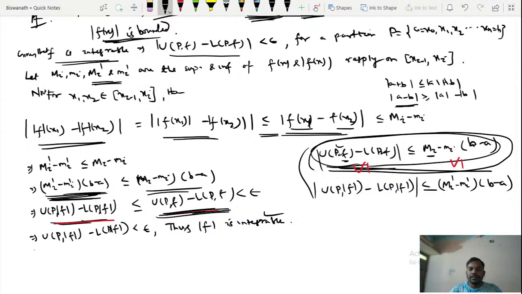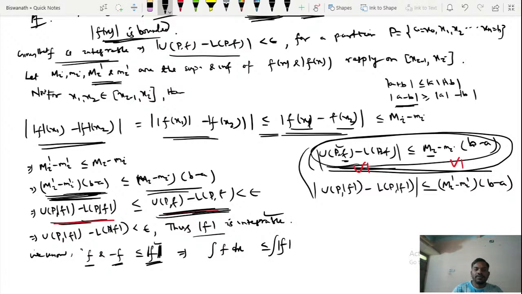Now what is the third thing? Their modulus will be less than, and we know this thing. So mod f is integrable. Then third, we know f and minus f both are less than or equal to mod f. That means if f is any function, mod f is always positive. So if you take f or minus f, both are less than or equal to mod f. Since both are less than or equal to mod f and both are integrable, we can write the integration of f dx is less than or equal to the integration of mod f dx.